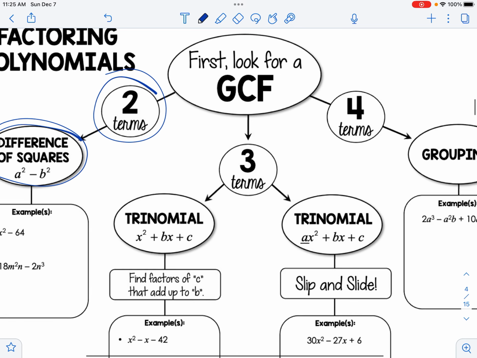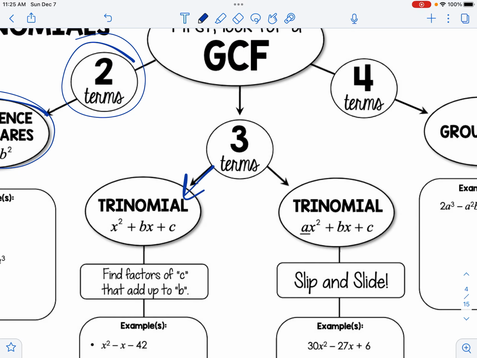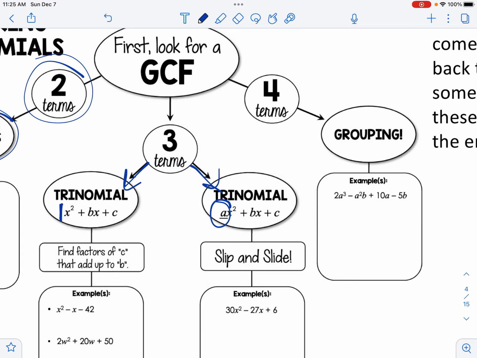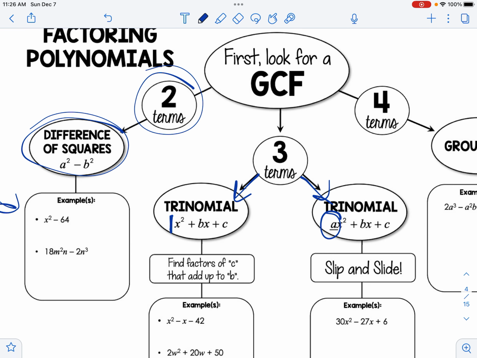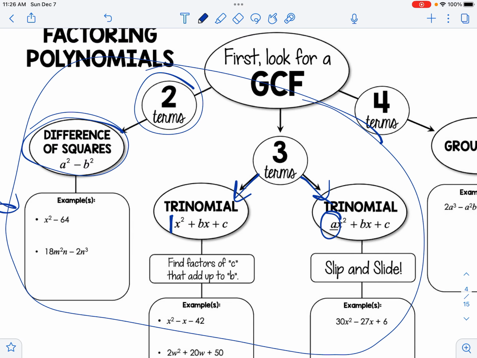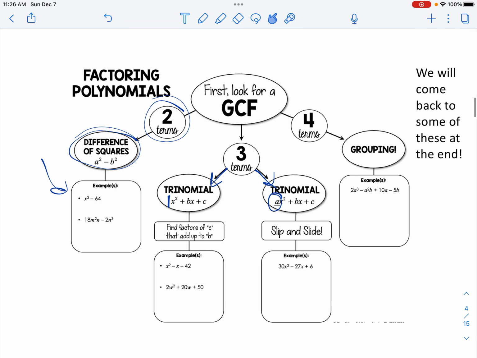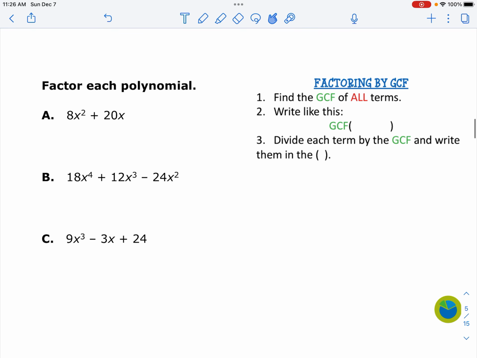If it has 3 terms, then we really have a couple options. It could be a trinomial with a leading coefficient of 1, or a trinomial with something other than 1 as its leading coefficient. And then lastly, does it have 4 terms? If it has 4 terms, then we probably want to try something like grouping. But today we're going to focus mostly on this portion over here of the flow chart. And we'll come back to some of these examples at the bottom at the end of this lesson.